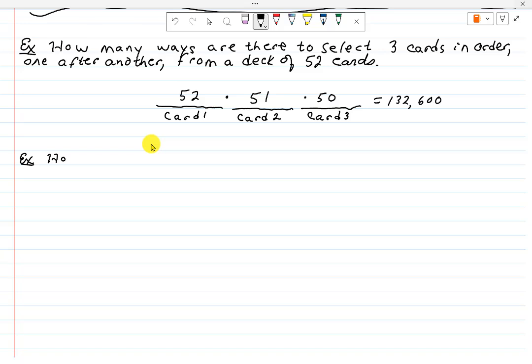How many ways are there to line up 5 suspects for a police lineup?